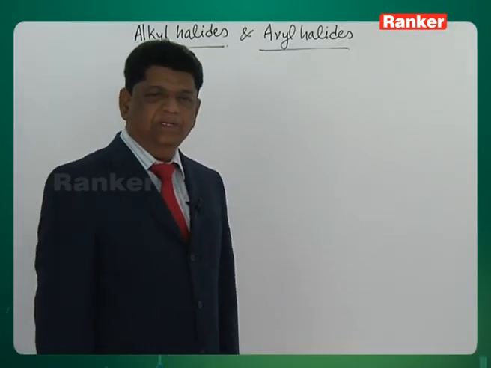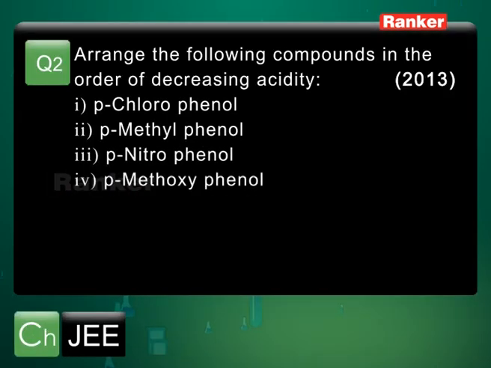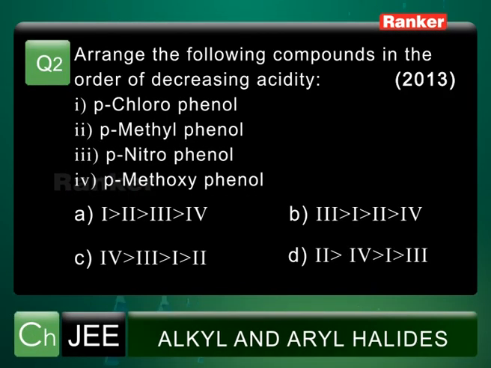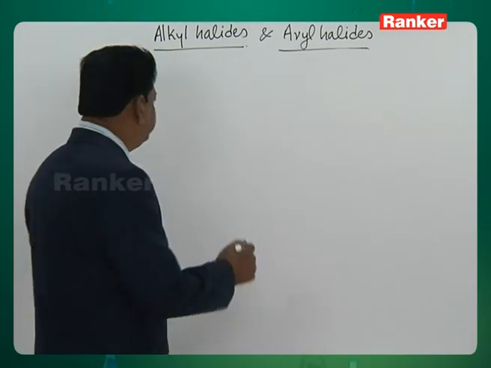So let's go to question number 2. Arrange the following compounds in the order of decreasing acidity. This is also a latest question, from the year 2013. The compounds are: 1 is parachlorophenol, 2 paramethylphenol, paranitrophenol, and paramethoxyphenol. These are the 4 compounds as given.